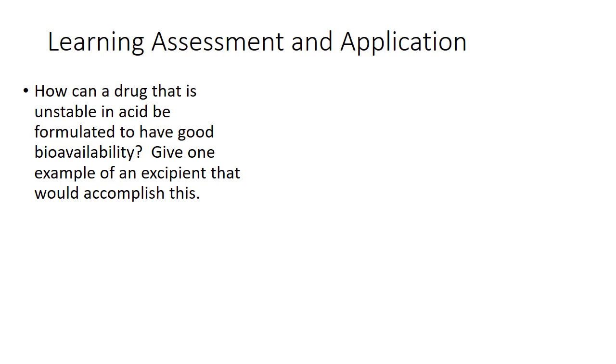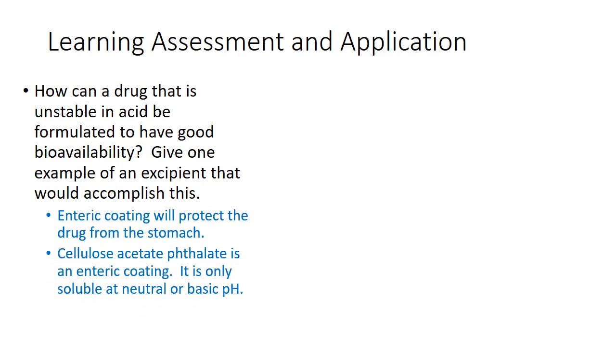There's only one real thing that we talked about that would accomplish that, and we just talked about it recently in the slideshow, and that was the enteric coating, right? If we can enteric coat something, we'll prevent it from dissolving in acid. And remember, the enteric coating is an excipient. It's not the active ingredient. So that will protect the active ingredient, which will be inside the formulation. So again, it's enteric coating. The main one, really the only one that we talked about, is cellulose acetate phthalate.